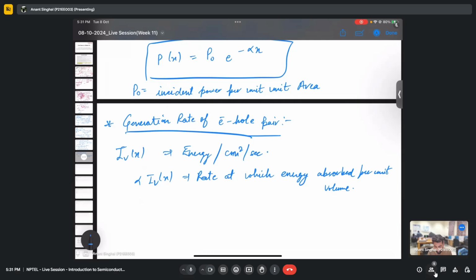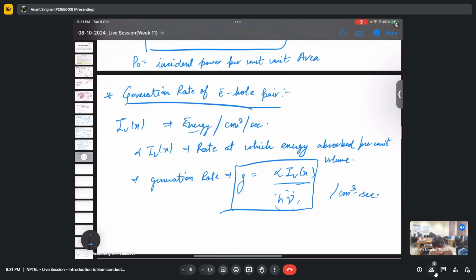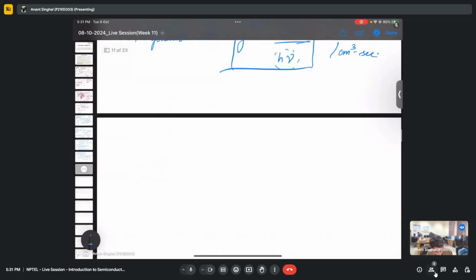So if we assume that one absorbed photon creates one electron hole pair, what we can write is that the generation rate, I'm denoting it with G, is nothing but alpha I_ν, which is the rate at which energy is absorbed per unit volume, divided by the applied energy, h nu. So the unit of G will be number of electron hole pairs per unit volume per second, because energy will cancel out. So it will be per centimeter cube second. This is straightforward.